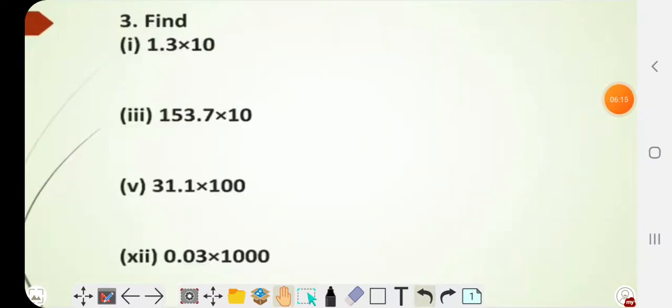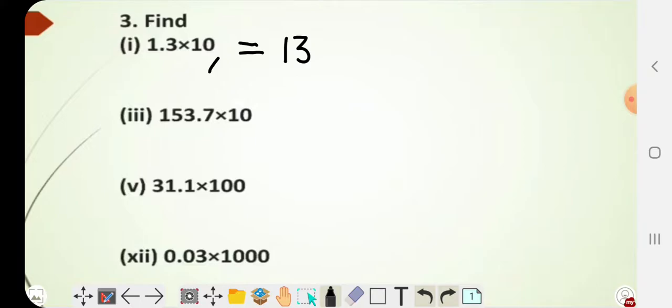Now question number 3 is find. Here again we see the multiplication. In this exercise you will see multiplication only. In this case we have studied that the decimal shifts towards the right side. How many places? 10 is there, so it will shift one place towards the right, so it will become 13 point something. But there is no need of decimal after 13, so we will just write 13.